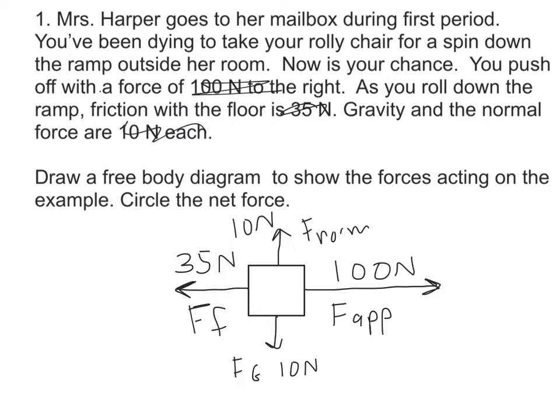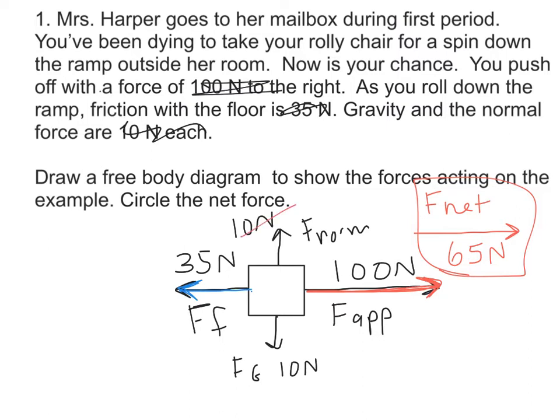Okay, so draw a free body diagram. We did that. It shows the forces acting on the example, and then circle the net force. So I have 100 newtons of force pushing to the right. I have 35 newtons of force pushing to the left. So what I have left over would be 65 newtons for my F net, and it's going to be going to the right. 10 newtons of normal force and 10 newtons of gravity cancel each other out, so my net force is 65 newtons to the right.